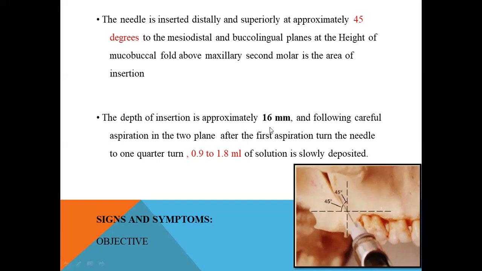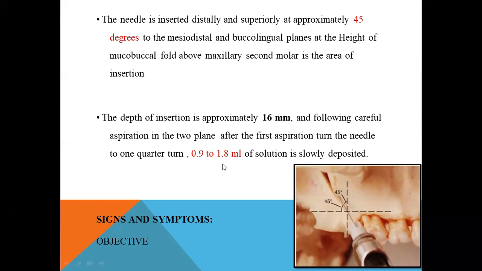Remember, the depth of insertion should be 16 mm, and slowly you have to aspirate in two planes. Whenever you are dealing with the PSA nerve block, remember two terms: the depth of penetration and the angle. Aspirate in two planes, and orient the needle at 45-degree angulation. After aspirating in two planes, slowly deposit 0.9 to 1.8 ml of solution.